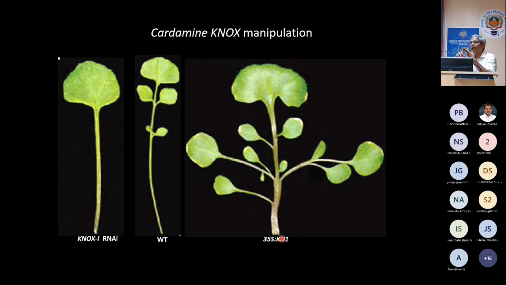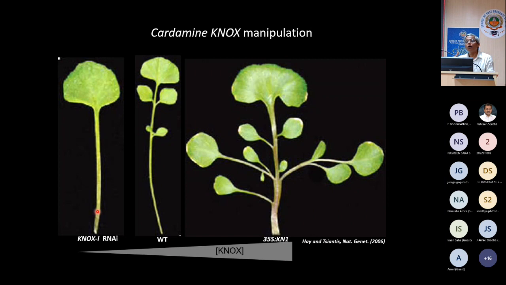So when you do that, you look at the leaf. It is hyper compound, more compound. So here it is maximum NOX gene, here it is middle, and here it is less. So it depends on the gradient, on the concentration. Higher, more compoundness; lower, simple. It's not only in Cardamine, it happens in other compound leaf species as well.